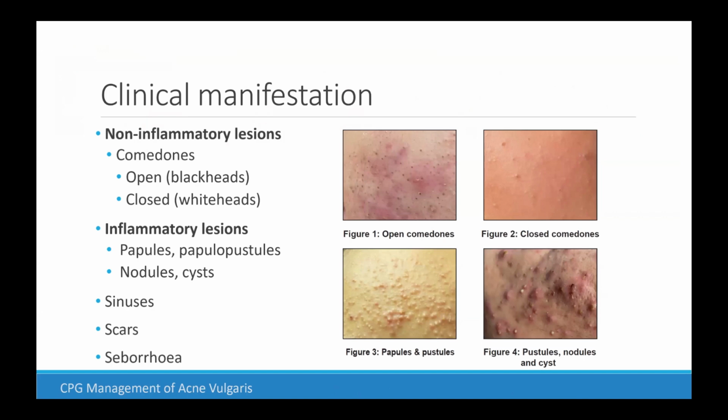So you can divide the types of acne lesions into two major types, which are the non-inflammatory lesions as well as the inflammatory lesions. For non-inflammatory lesions, basically these are comedones, whether they're open comedones or blackheads, as you can see in the picture, or closed comedones, also known as whiteheads. For inflammatory lesions, you have papules or papulopustules, nodules, as well as cysts. Other lesions that can be seen include sinuses, scars, as well as seborrhea.